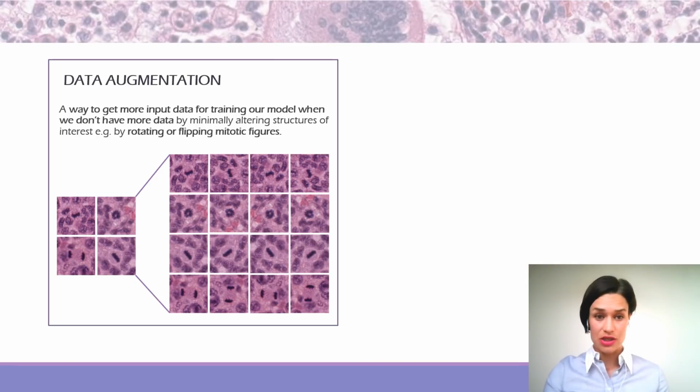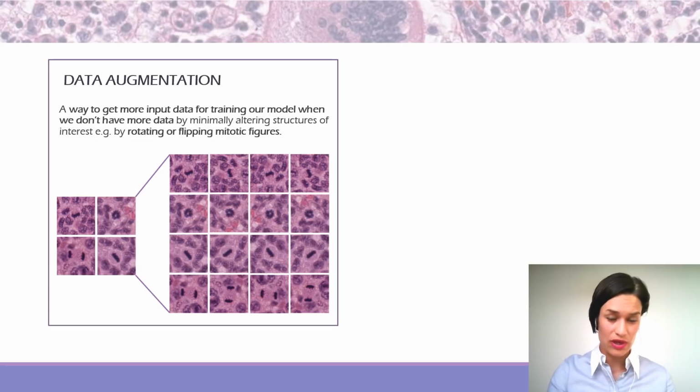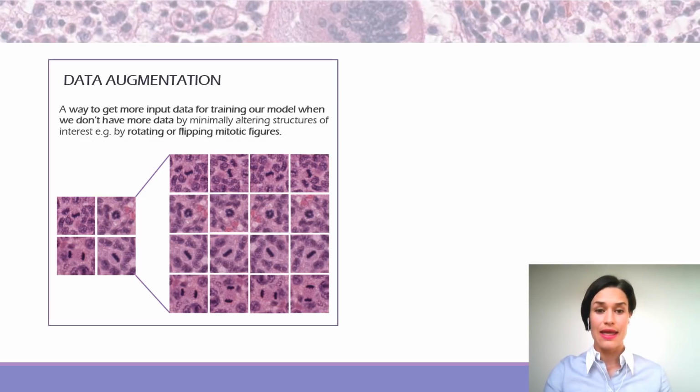What is data augmentation? This is a way of getting more data when we don't have enough data. In this example, on the left side of the screen, we have 4 mitotic figures. They have been slightly altered, shifted a little bit, and from those 4 mitotic figures we get 16 mitotic figures. So we increased our data set from 4 points to 16 data points, and these are seen by the computer as separate data points. So if we don't have enough data, we can augment them to have more for the training of the system.